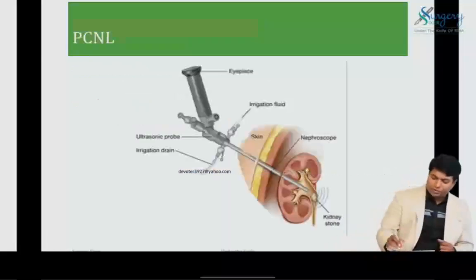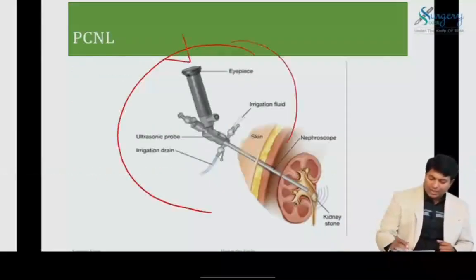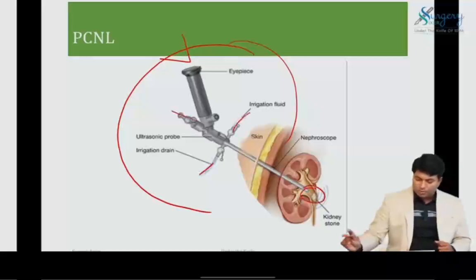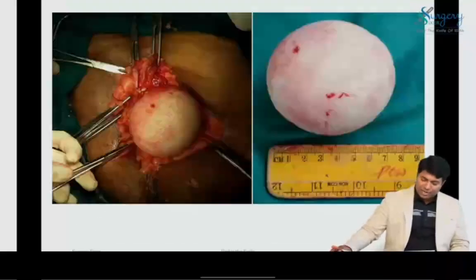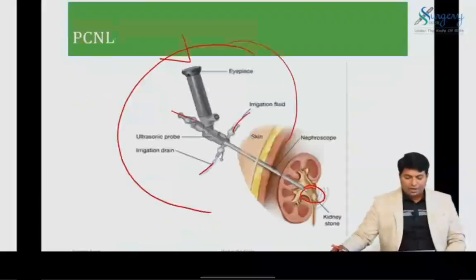So this is a nephroscope. You can see this is a typical nephroscope. Through this we have multiple channels to work and remove the stone. PCNL is usually indicated for stones more than 2 cm. ESWL is usually indicated for stones less than 1.5 cm.